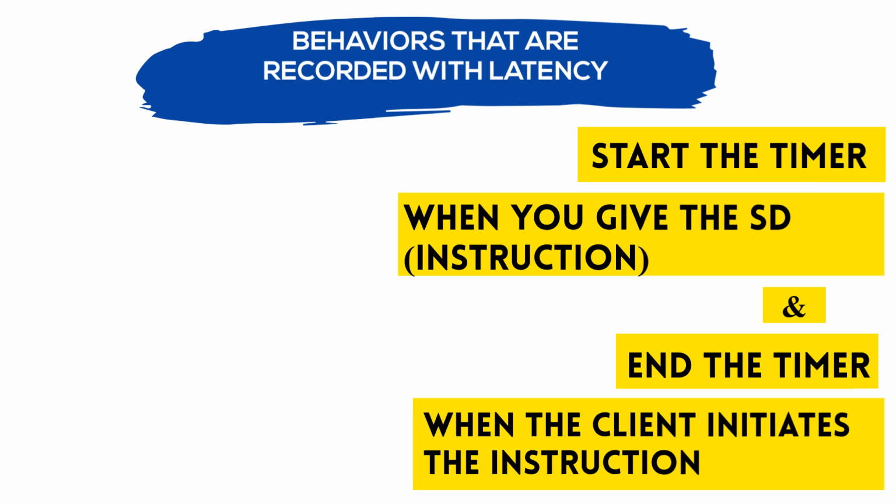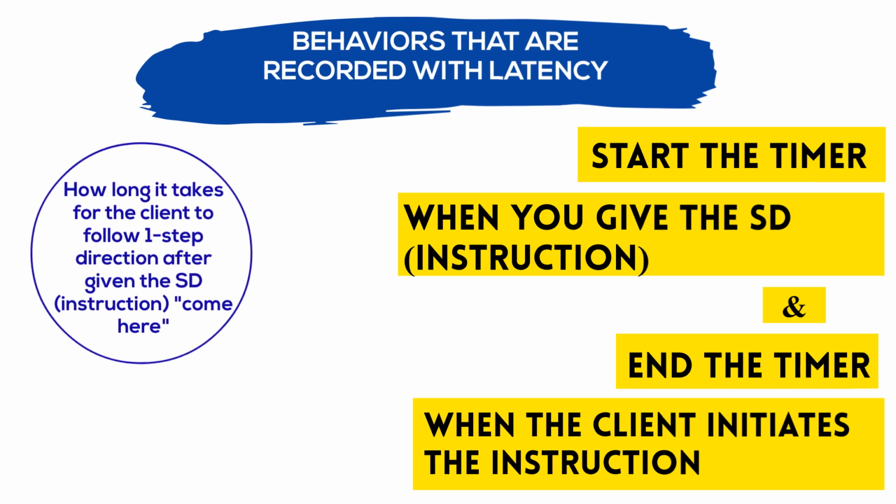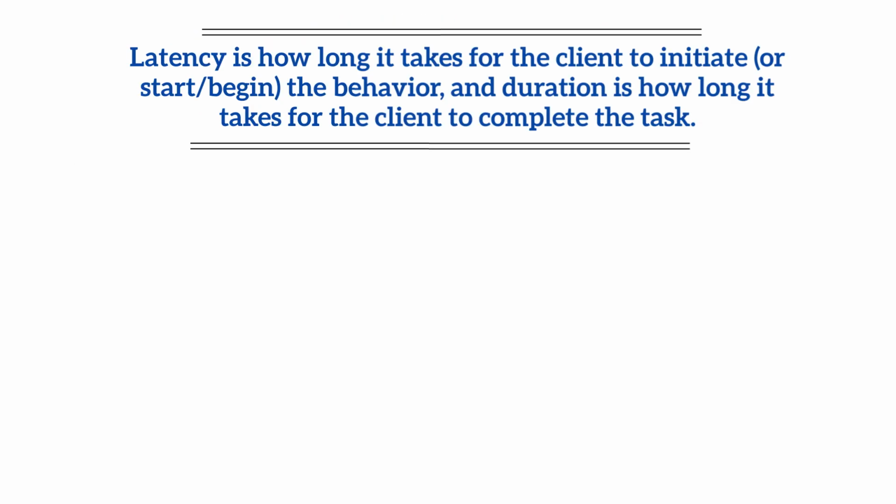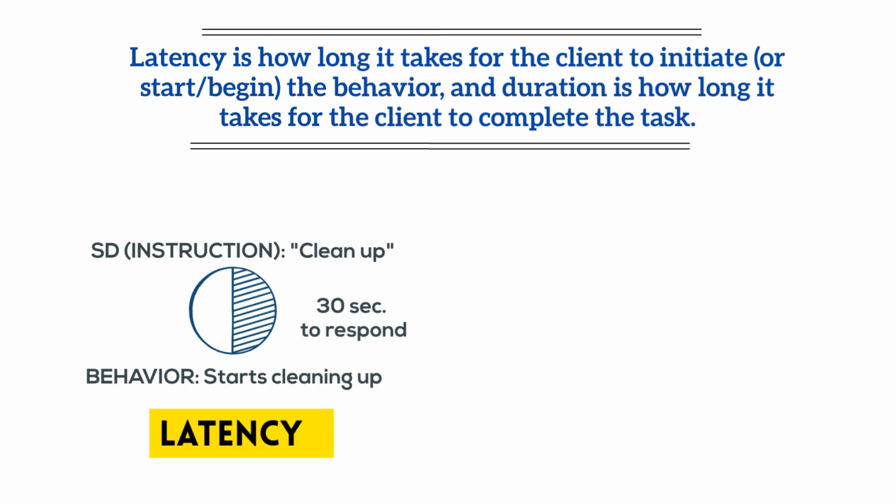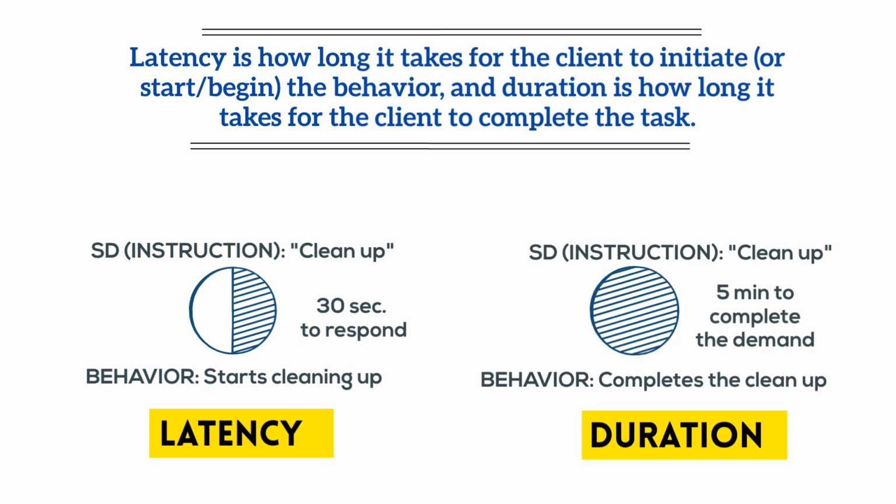Example behaviors would include how long it takes for the client to follow one-step directions, such as sit down, or respond to name with eye contact. So the biggest and clearest difference between latency and duration is that latency measures the time between the SD and the initiation, whereas duration measures how long it takes to complete the task.